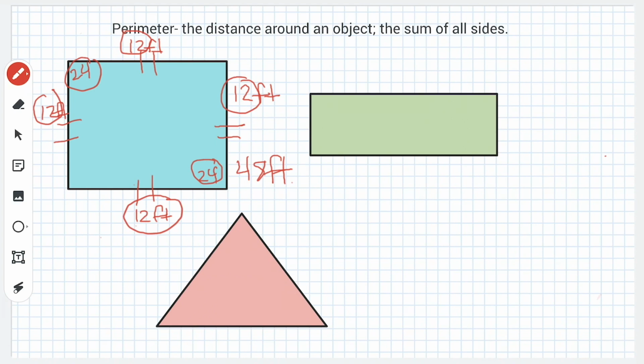Let's check out this rectangle. A rectangle is different from a square in that not all sides are equal. However, corresponding sides are. Let's take a look at this. This side is equal to this side, and this side is equal to this side. So if I know the length of one of them, let's say this is 6 inches, I also know the length of the corresponding side.